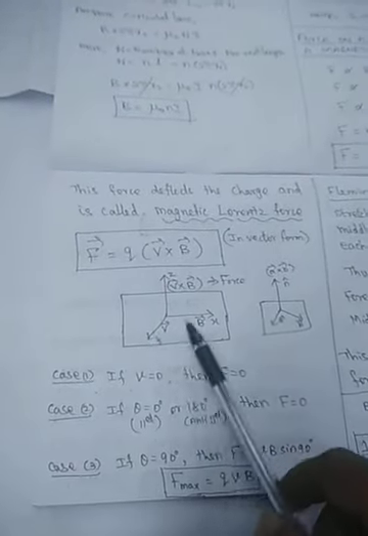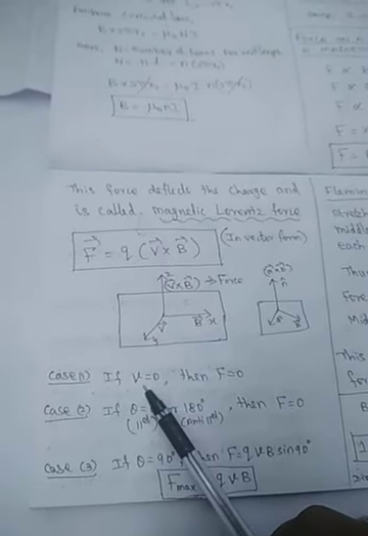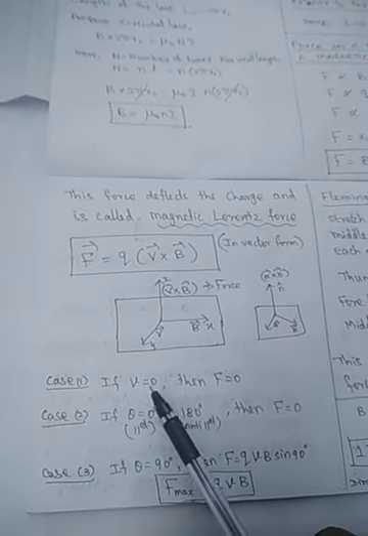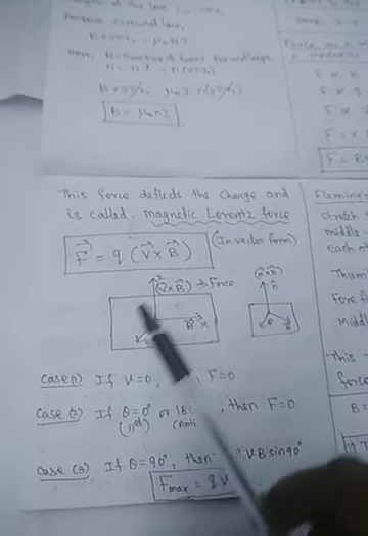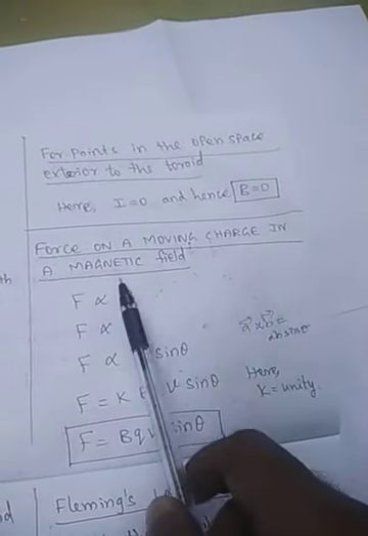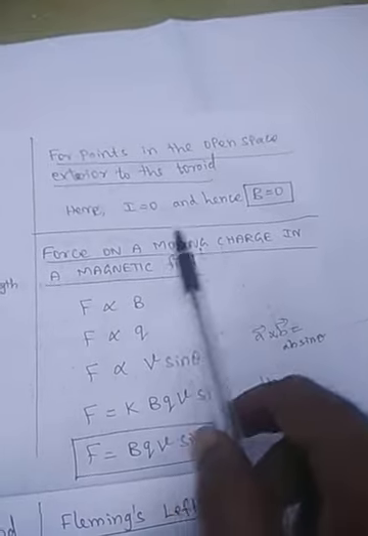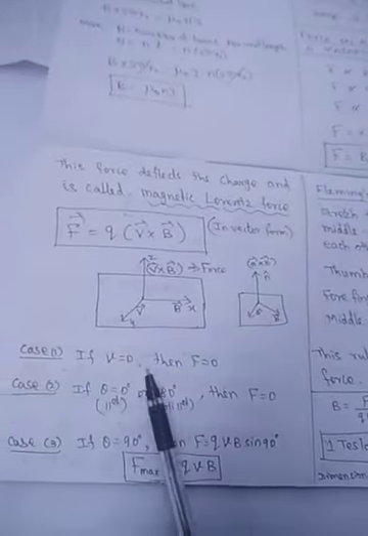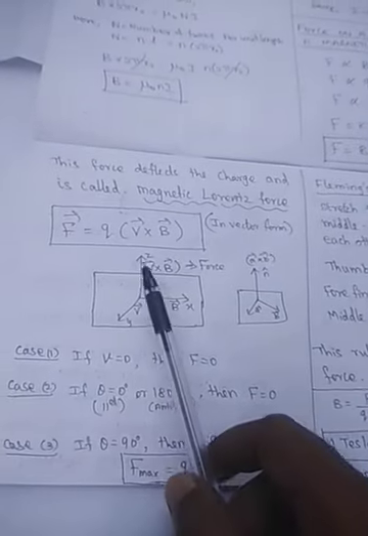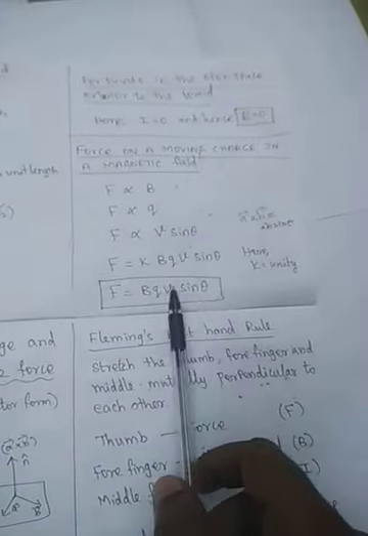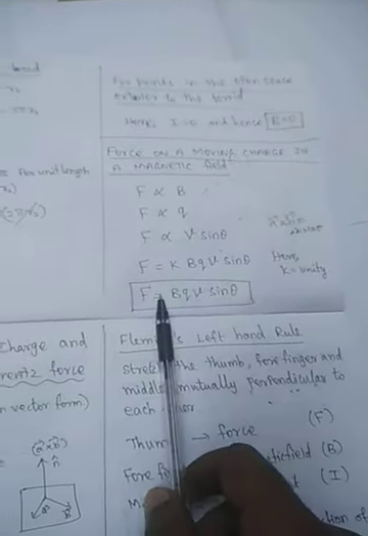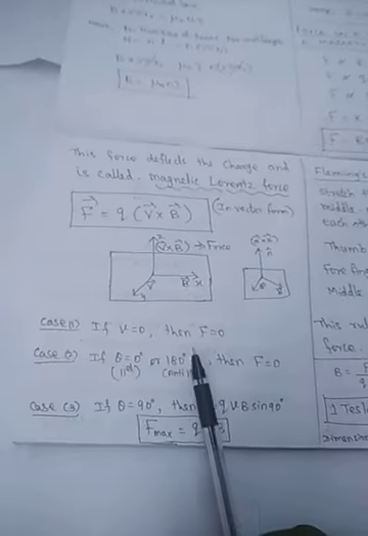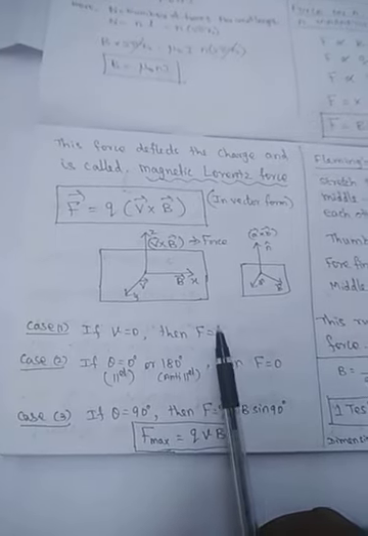If the velocity of the charge is 0, that means the charge is at rest in an external magnetic field. The question is about the force on a moving charge in a magnetic field. If you assume that the charge is not moving, that is, the charge is at rest, what will happen? v is equal to 0 means B q v sin theta, velocity is 0, so the entire term will become 0. Hence the magnetic Lorentz force is 0.